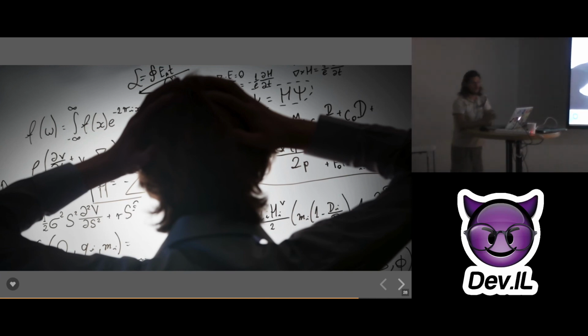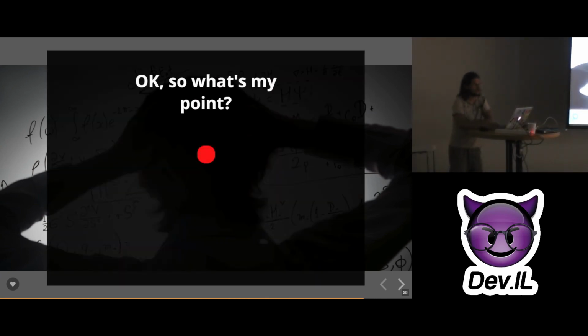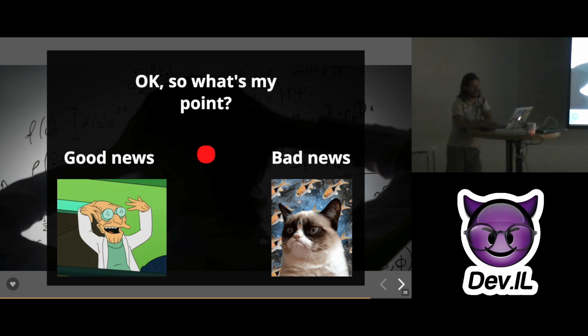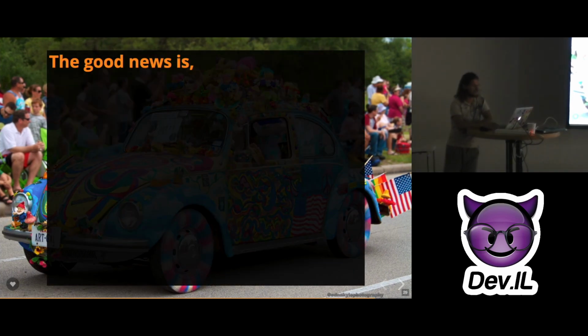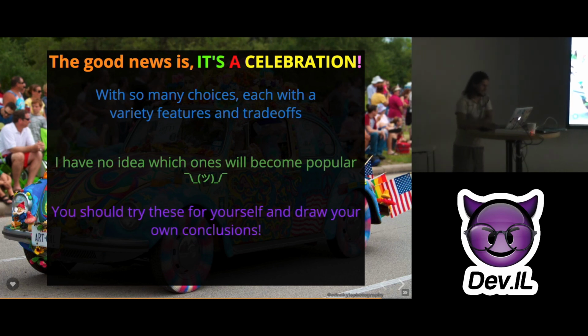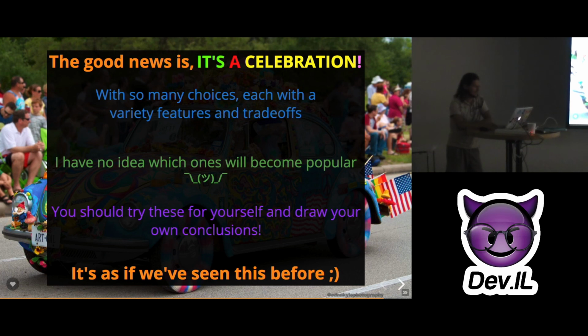So that was a lot of information, but what's my point? My point is that there's good news and there's bad news. So the good news is that it's a celebration. With so many choices, each with a variety of features and trade-offs, I have no idea which ones will become popular. I suggest you try some of these for yourself and draw your own conclusions. Okay? Maybe you care more about optimizations. Maybe you care more about composability. But I think this is the future, and I think we've seen this before.